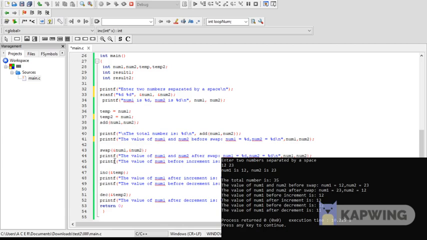The printf input will show the numbers of the swap. So it's the same as the others. So for the last one, it will show the decrement. The above shows the after swap, the before increment. After that is before and after decrement. So that's just for me.